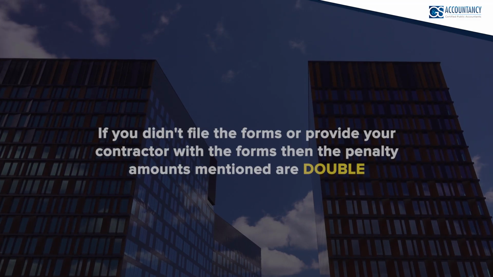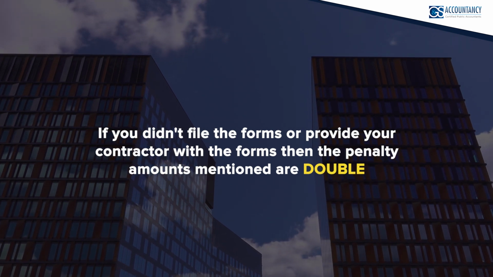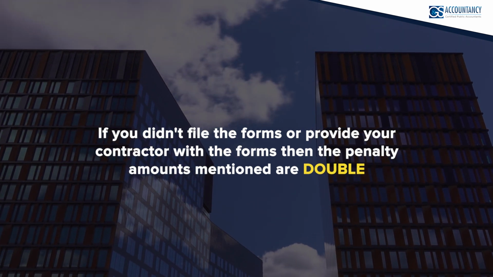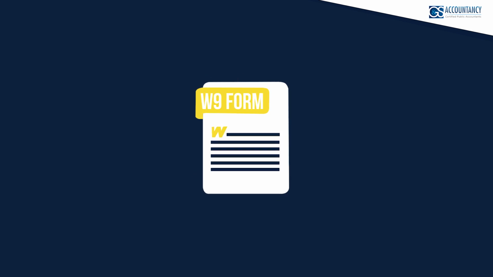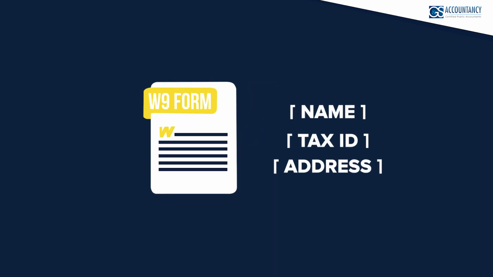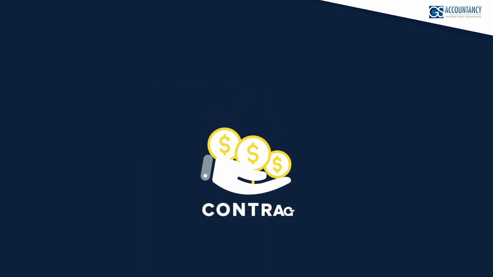As mentioned before, the penalties are the same if you did not supply the forms to the recipient, i.e. your contractor. So if you didn't file the form or provide the contractor with the forms, then the penalty amounts I mentioned are double. It's really important to make sure the forms are filed on time. It's best to plan the filing in the year the forms are due by making sure the figures are ready for filing. The information needed to file, such as the W-9 forms, which will have the names, tax IDs, and addresses for the payee, should be collected from every contractor. Hopefully the W-9 forms are being collected from every contractor before the payments are issued for services.